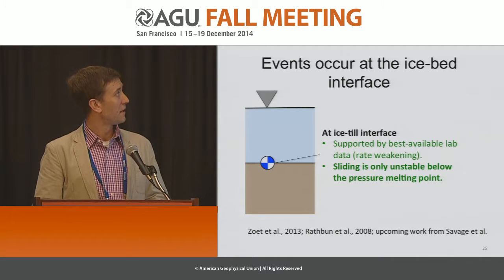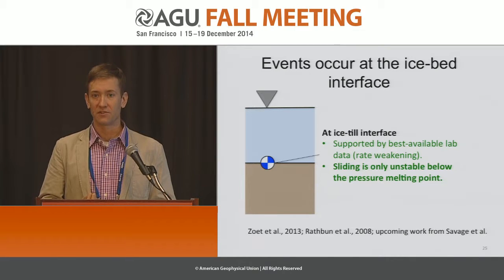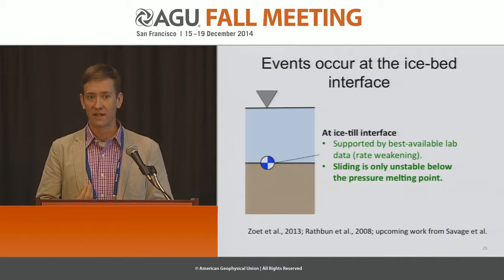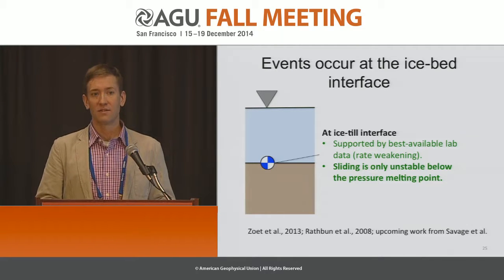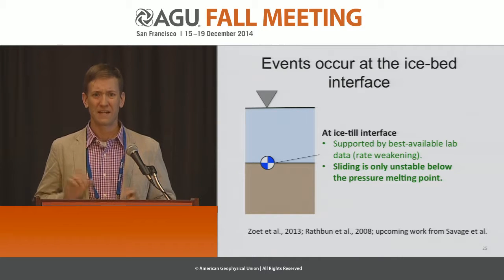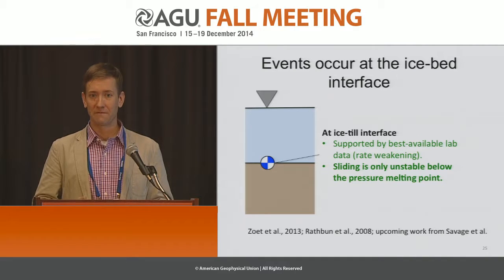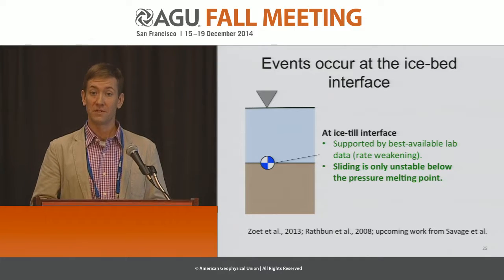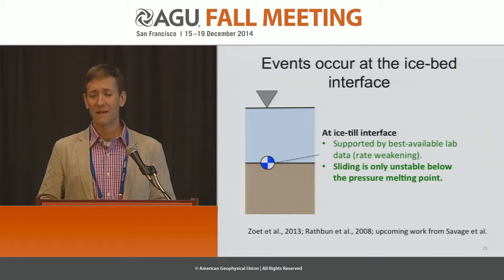So there are a few things to say about this cartoon here. One is that we think that the events happen at the ice-till or ice-rock interface. The reason I think this is simply the fact that laboratory friction experiments have only ever observed the correct kind of friction, which decreases as a function of velocity. This is called rate weakening friction. This has only ever been observed for this material pair and at conditions below the pressure melting point. Now, there have not been enough studies.